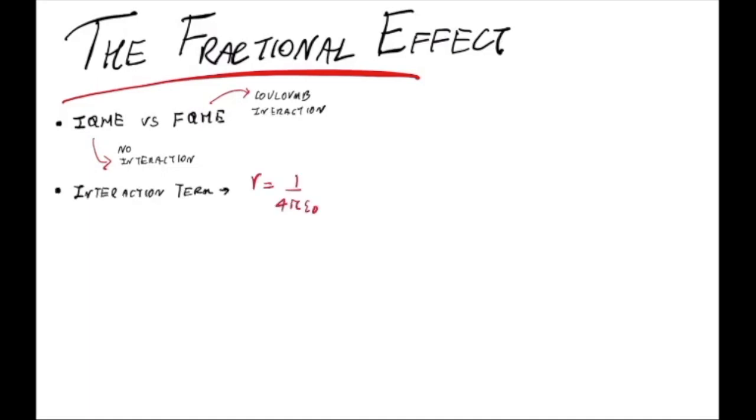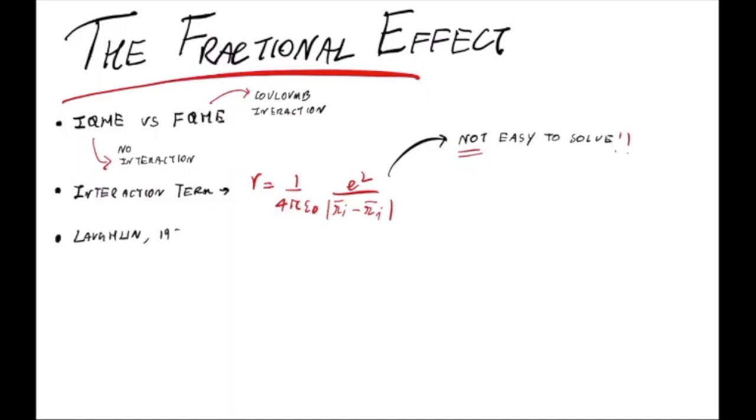We know that the interaction term is given by this, as we have seen so many times. But the crux of the matter is that this potential is not easy to solve at all. However, in 1983, Laughlin solved this using this interaction term. He solved the problem of electrical transport for nu equal to 1 by m.